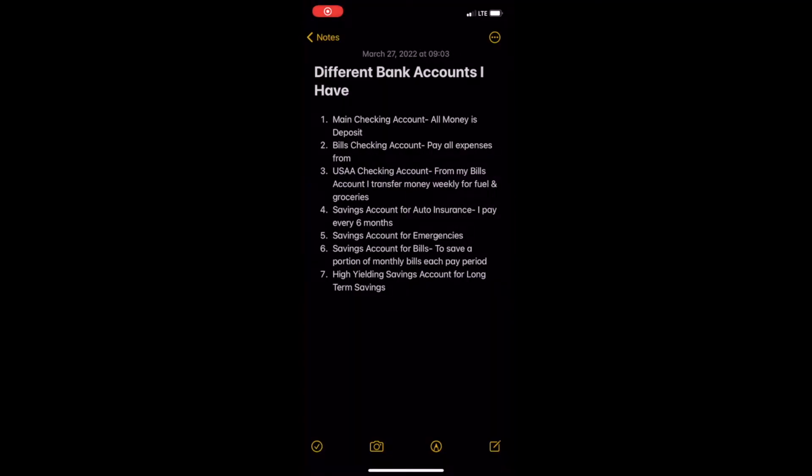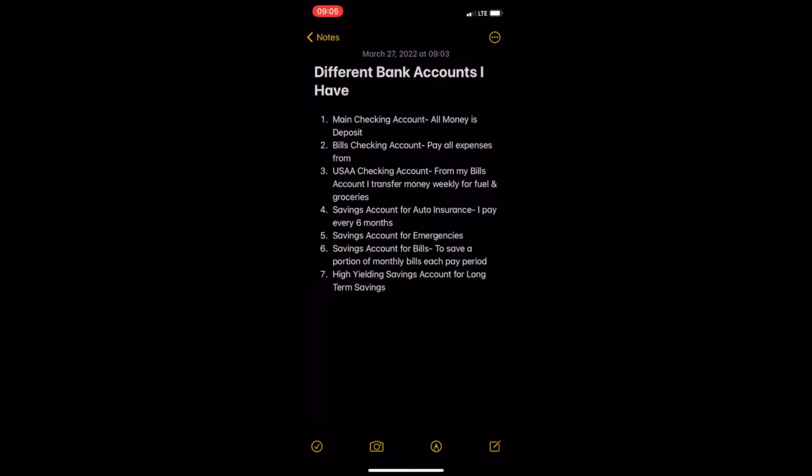So here I made a list of all the bank accounts I have. I have 7 different bank accounts. The first one is my main checking account, where all my money is deposited from payroll. Then my second checking account is my bills account, where all my expenses come out of. Then I have an additional checking account where I transfer money from my bills account into this account to account for my monthly fuel and grocery costs.